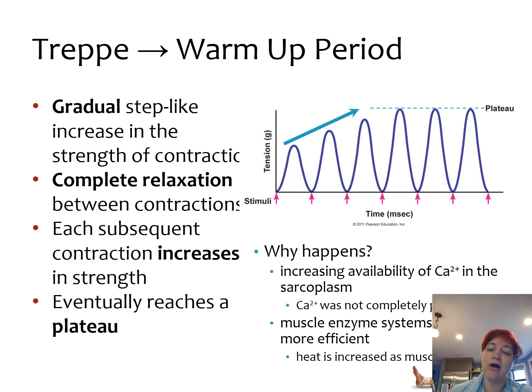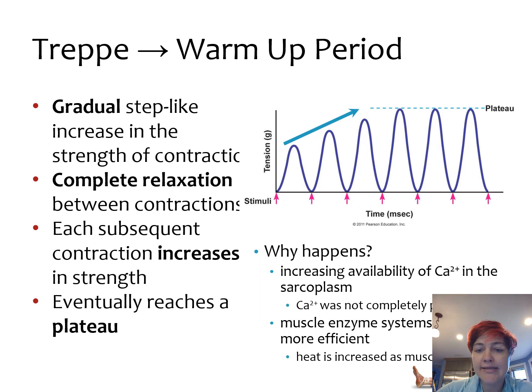Each time you repeat the stimulus, you're recruiting more of those motor units. Once again, for treppe to be considered treppe, you need complete relaxation happening between each of the contractions. And then we're going to increase in strength until eventually we've recruited all the motor units that we have. They're all awake. They've all had their coffee. They're now ready to work for you.